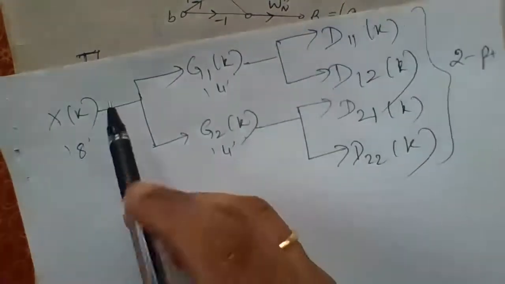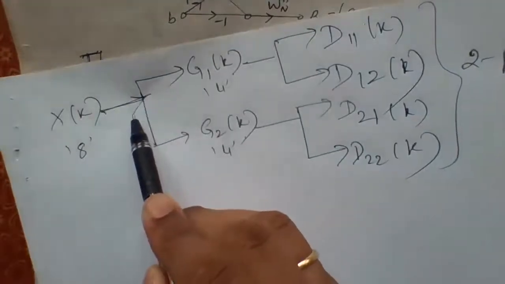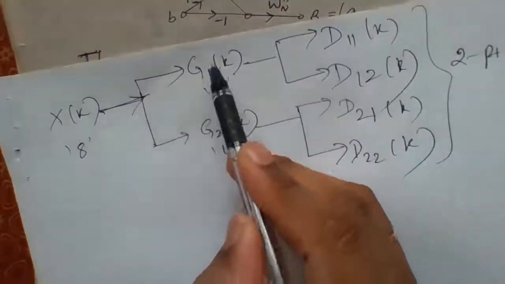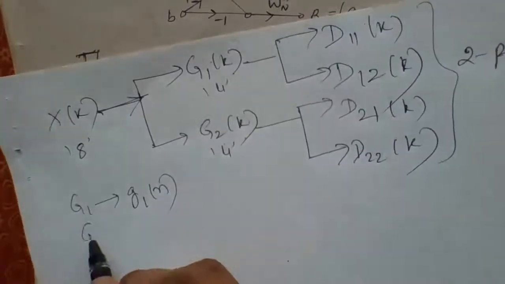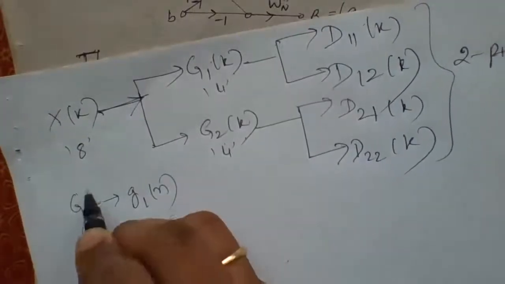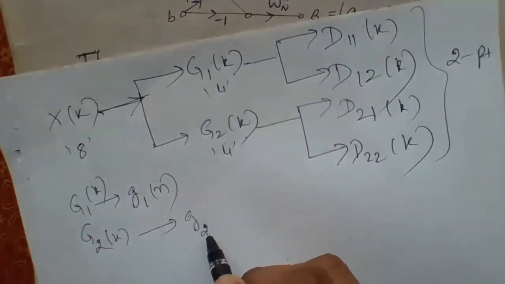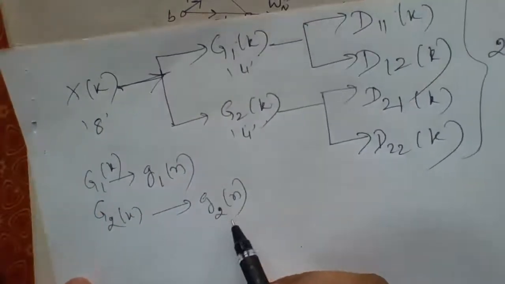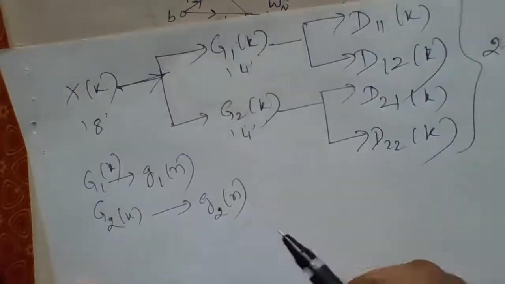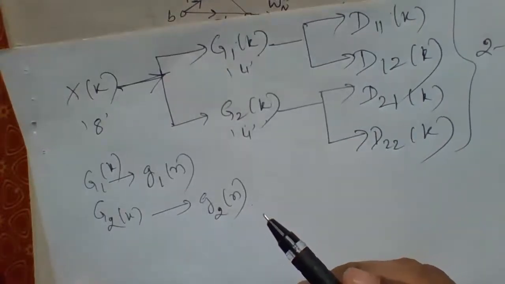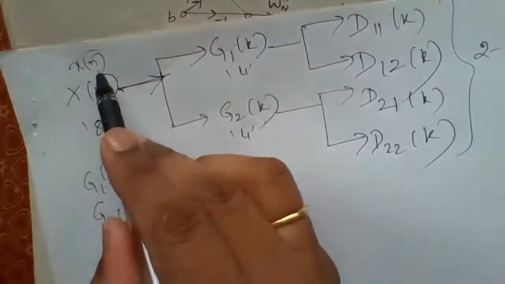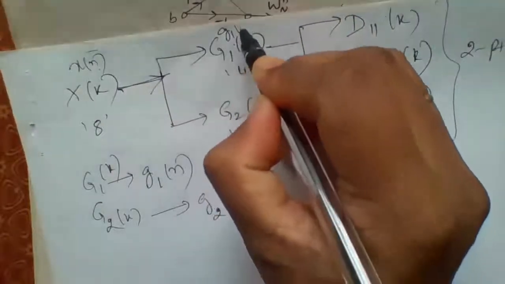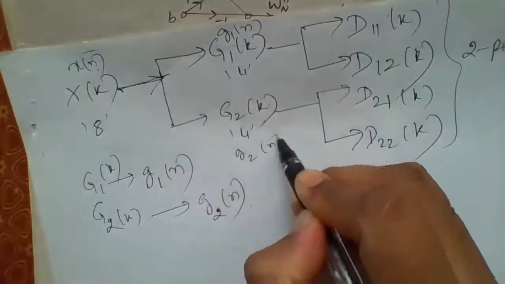So when X of K is being decimated into G1 and G2, we have their equivalent representations. G1 of K is written in terms of small G1 of N, and similarly G2 of K is written in terms of its own sequence, G2 of N. Now we will have to link the x of n's which belong to x of k with G1 of n's and G2 of n's.